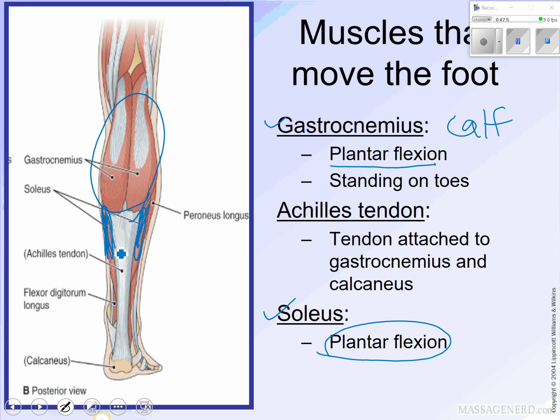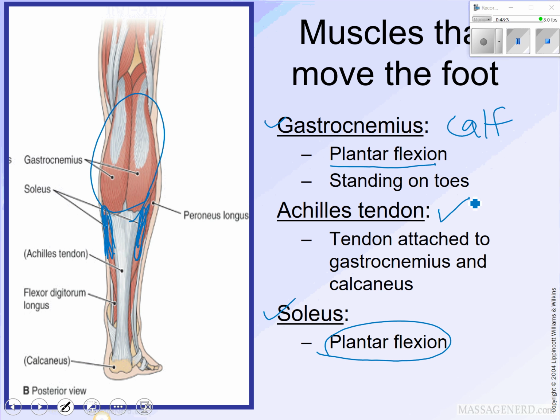For the gastrocnemius, the origin is the femur, and it attaches down here to the calcaneal bone with the help of the Achilles tendon. The soleus, the origin of it is the fibula and the tibia, and it inserts on the calcaneal bone, which is your heel bone, by the Achilles tendon. So your gastrocnemius and your soleus muscle, along with your Achilles tendon, because that's the tendon attached to the gastrocnemius and calcaneus. Remember, some books will call the Achilles tendon your calcaneal tendon. So these muscles are going to be essential for walking and running.